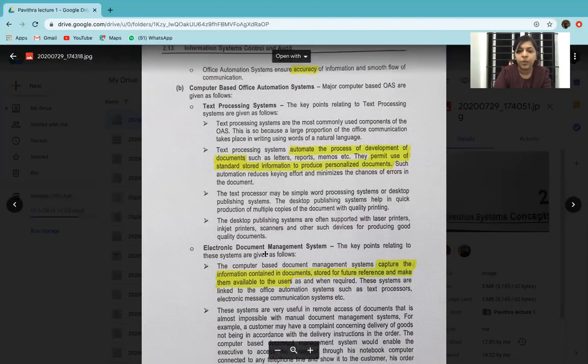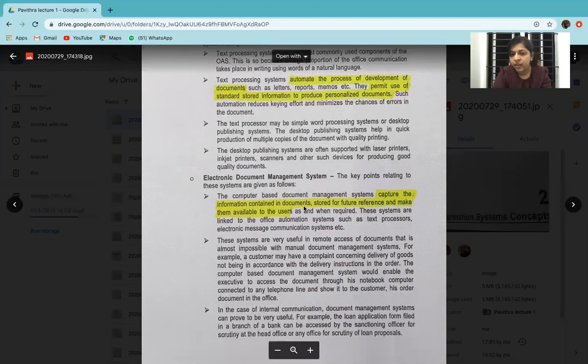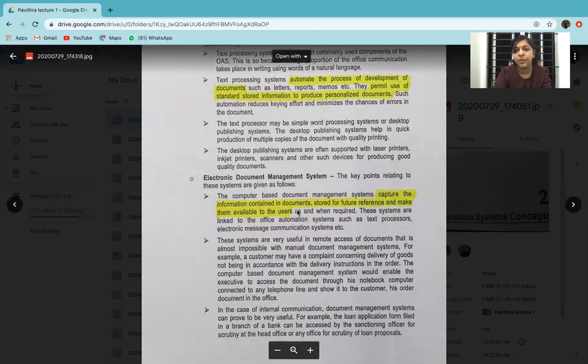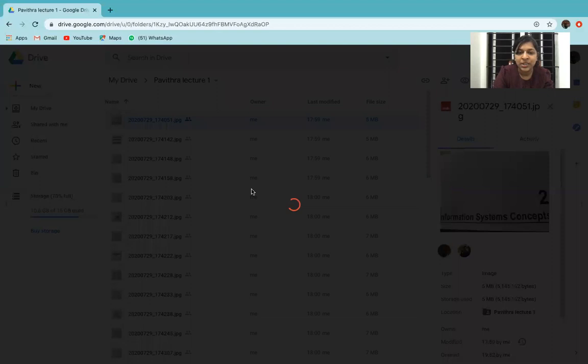And then the electronic document management system. This system captures the information contained in the document, stores it for future reference, and makes it available to the user. This is like the reverse of what happens before. Capture the information contained in the document, that is, extract what is in the document, store it for future reference and make it available to the users. So this is about the electronic document management system.